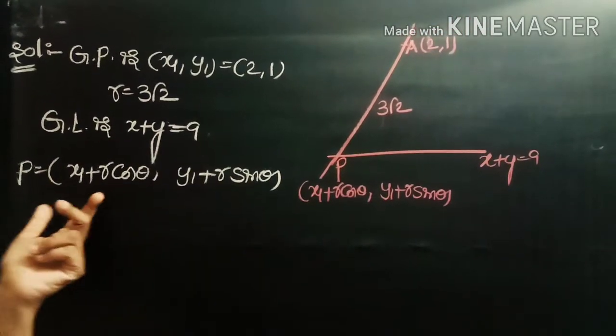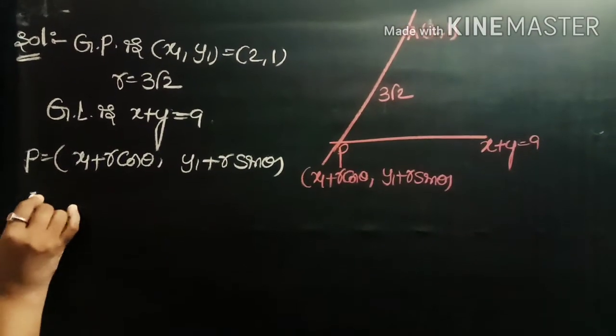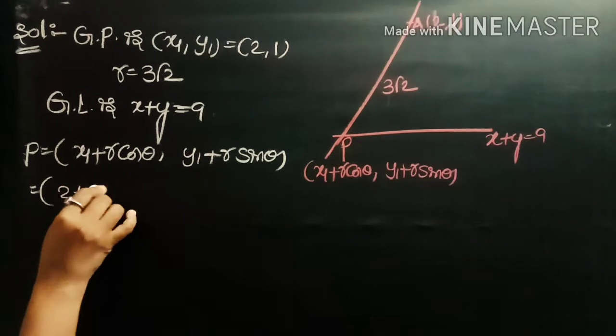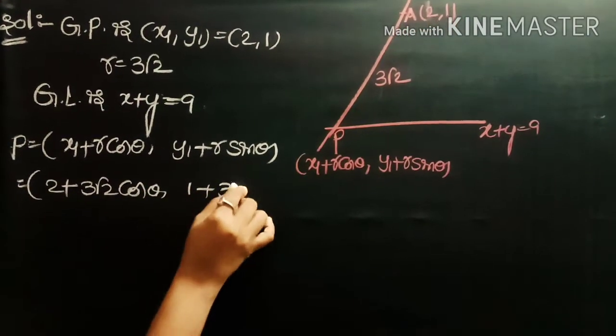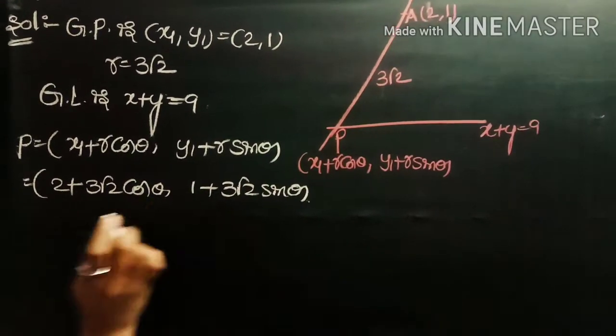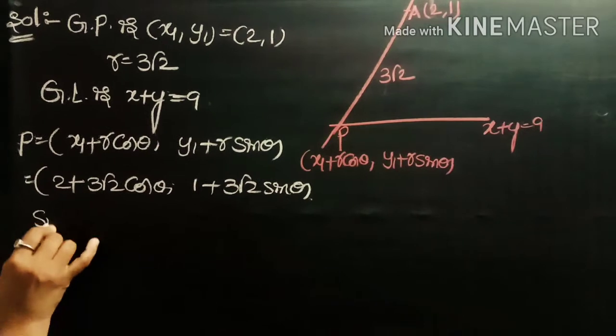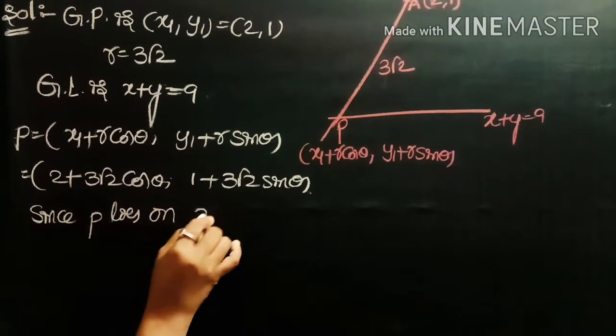So first we take the given point x1, y1 is equal to (2, 1), and the line x plus y is equal to 9. Now we find the coordinates of P by using the formula x1 plus r cos theta, y1 plus r sin theta. Now replacing the values, this is 2 plus 3 root 2 cos theta, 1 plus 3 root 2 sin theta. But the point P lies on the line x plus y is equal to 9. So we replace this point in the equation, since P lies on the line x plus y is equal to 9.